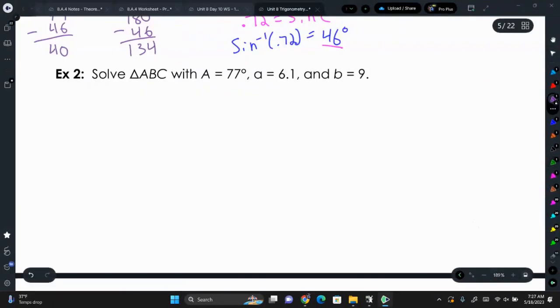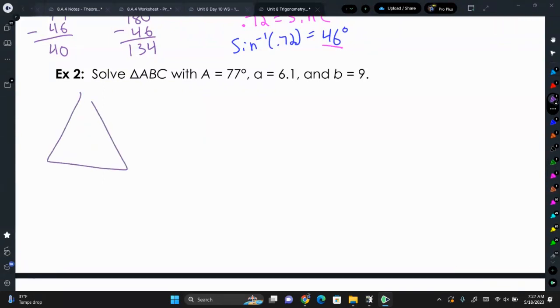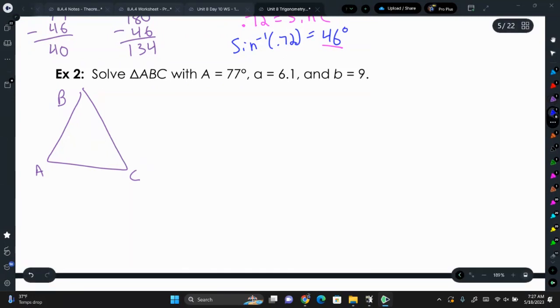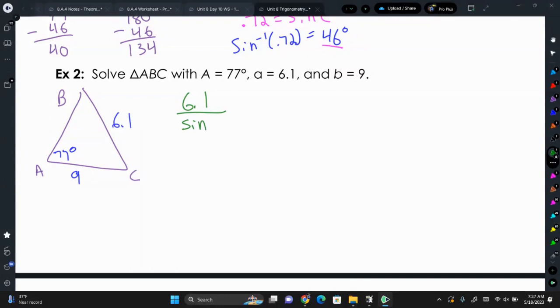All right, for this problem, let's start off by drawing triangle ABC. And then we have angle A is 77 degrees, side A is 6.1, and side B, so the side across from B, is 9. So we're going to set up our law of sines. 6.1 over the sine of 77 is equal to 9 over the sine of angle B.